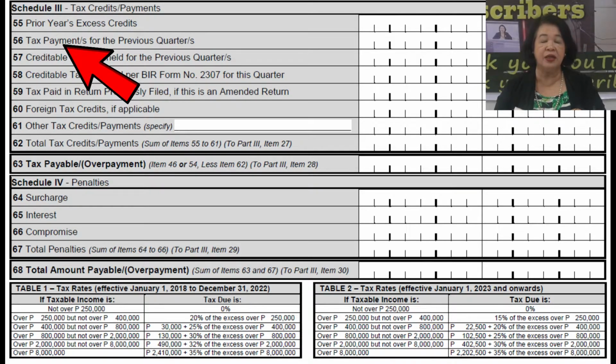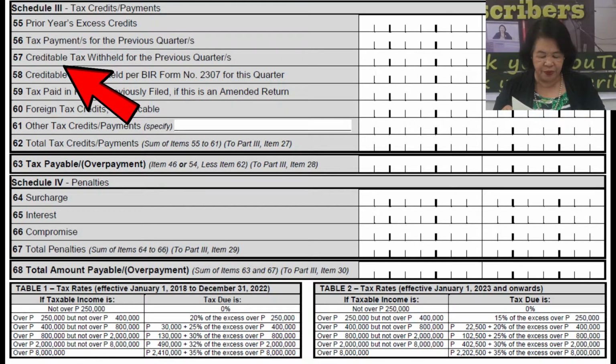Pagdating sa third quarter, ang i-present mo sa quarterly income tax return mo, 1701Q, is cumulative the total from the first, second, hanggang sa third quarter. No? And then, i-reduce mo yan, pagdating na sa tax due, yung mga payment na binayaran mo quarterly. No? Okay. So, creditable tax withheld for the previous quarters. Lagay po natin dyan kung meron.